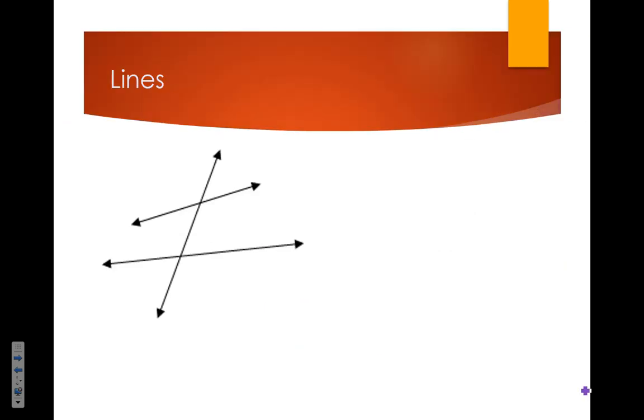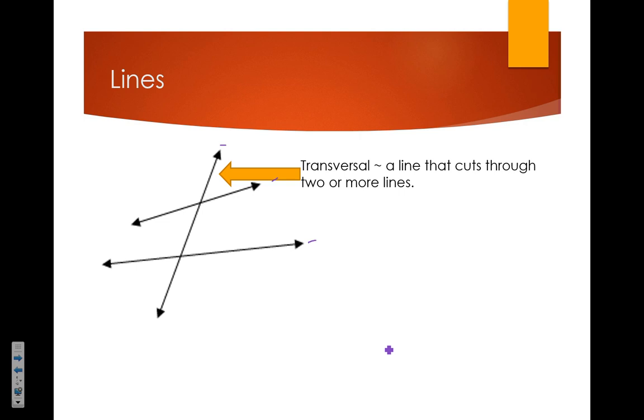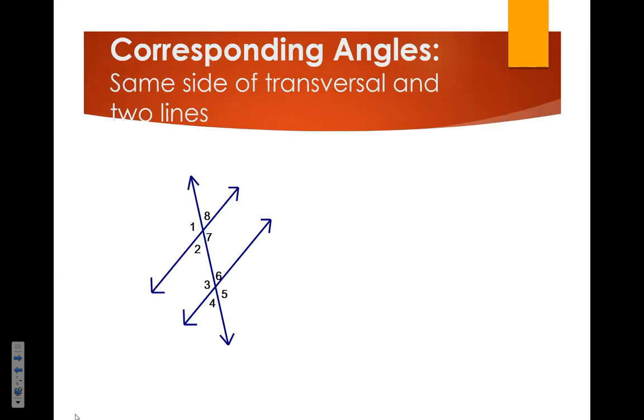Okay, so now I've got some lines here, and I've got this line that intersects both of them. The line that intersects is a special line, and it's called a transversal. It's a line that cuts through two or more lines. And what we're going to find is that the angles made by that transversal and these other two lines have special names and special relationships. Today we're just going to concentrate on the special names.